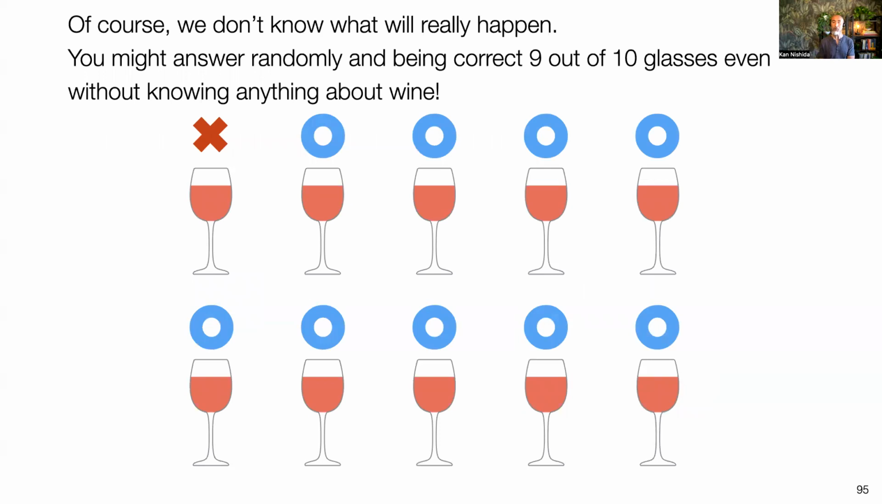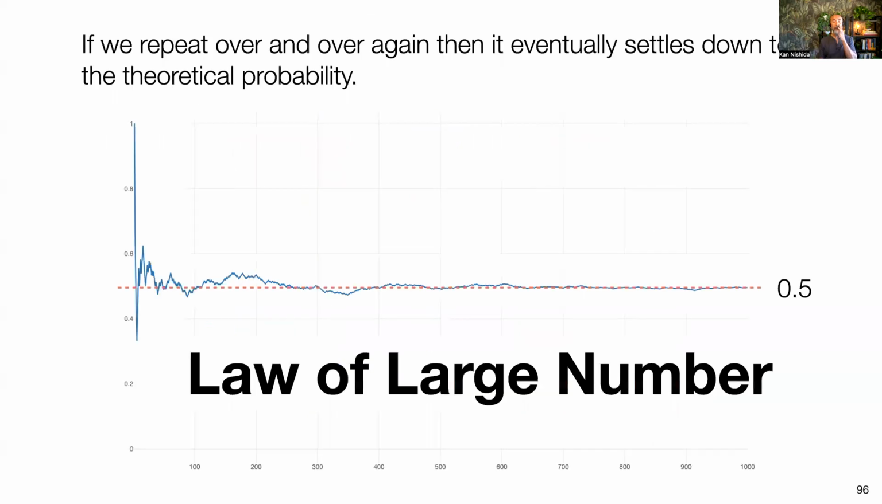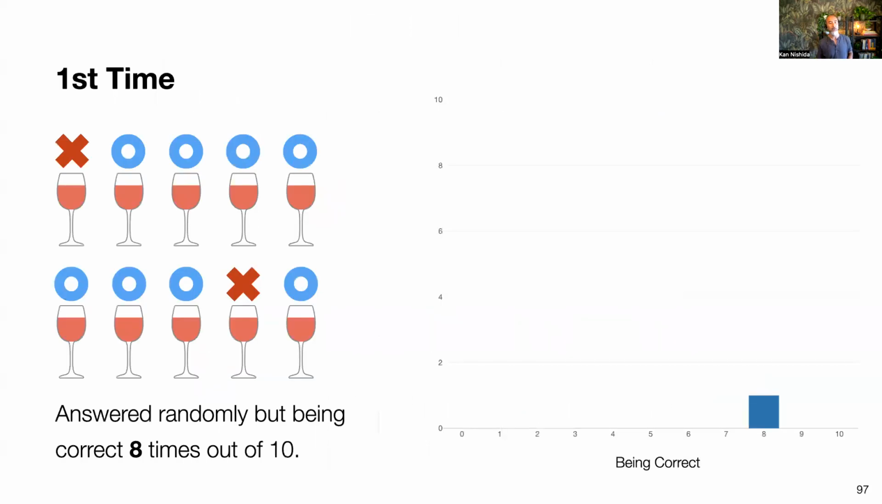Doesn't mean you know it, you just randomly answer it. And the opposite case can happen too, like 9 times wrong and then 1 time correct, right? But you remember the law of large numbers: if you repeat this again and again, it will eventually settle down to the theoretical probability. In this one case, of course, we are not going to repeat because you would get super drunk and die. But just think of it as a thought experiment.